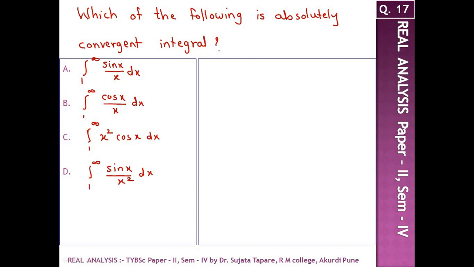Now what about this one? Here if I put modulus, it is less than or equal to integration 1 to infinity dx upon x square. Now with the p integral test, here p is equal to 2, so greater than 1, so it is convergent. So after putting modulus, by comparison test, this integral is also convergent. So therefore it is absolutely convergent. Correct option is D.